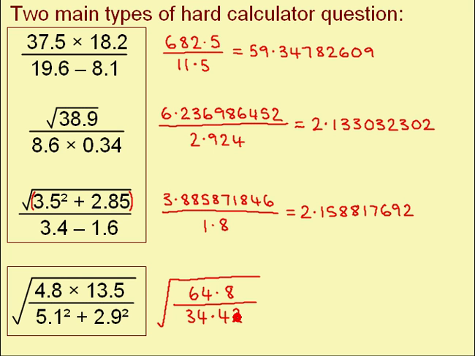I get this. Now I'm still not going to do the square root, I'm going to divide these first. You can see I've still got the square root sign, and then this number here is the answer to this division. To finish off, I now need to find the square root of this number. And this is the final answer.